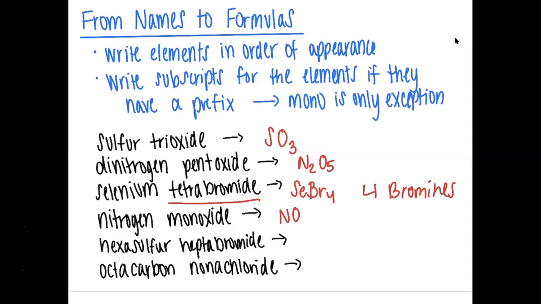What is hexasulfur heptabromide? It'd be S6 and then hepta's 7, so then Br7. Perfect. S6Br7. All right, what's this last one here? And then it would be C8 and then Cl9. Perfect. C8Cl9.